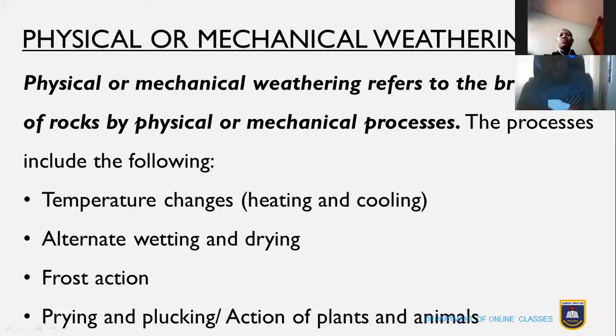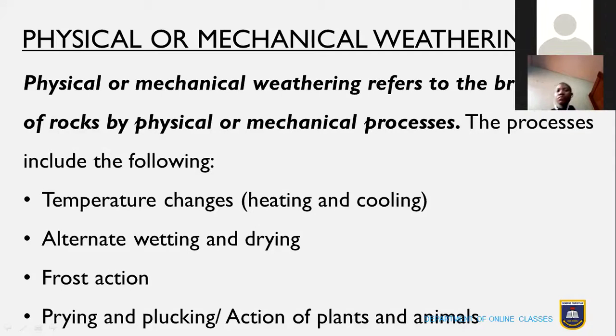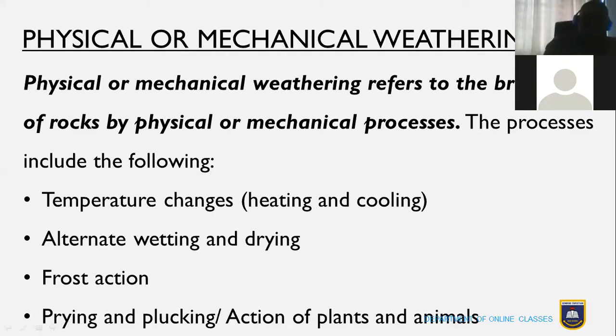All right. So we can continue. Let's look at the second process of mechanical or physical weathering. That has to do with alternate wetting and drying. This process of physical or mechanical weathering is also rampant in a particular geographic region.